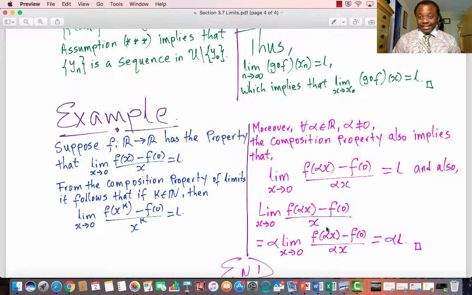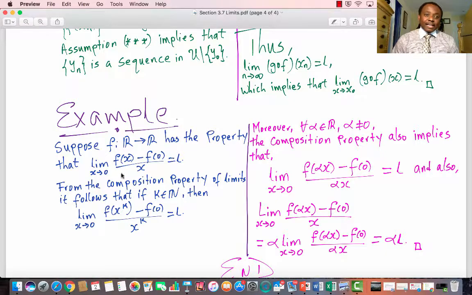And also there is this interesting problem: the limit as x approaches 0 of f of alpha x minus f of 0 divided by x. Observe that we have alpha x here, and here we do not have alpha x, we only have x. So what do we do? Well, very easy. Multiply and divide by alpha. Alpha is different from 0. So I can transform my x to alpha x, but I have to make sure I multiply the numerator by alpha also. And by the constant multiple limit theorem, my alpha comes outside the limit sign, and this limit now becomes the limit as x approaches 0 of f of alpha x minus f of 0 divided by alpha x, and all of this equals L times my alpha, and that will be alpha L.